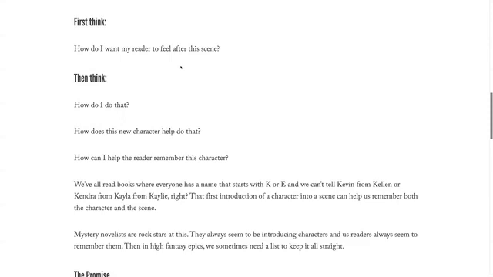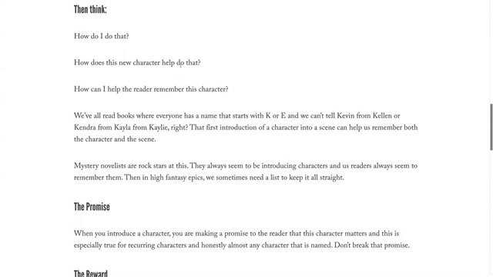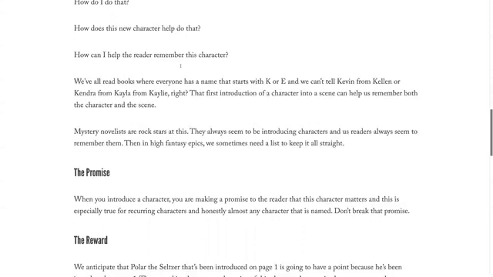Mystery novelists are rock stars at this. They always seem to be introducing characters, and us readers always seem to remember them. And then in high fantasy epics, we sometimes need a list to keep it all straight. So there's a promise that happens, a contract between you, the author, and the reader. When you introduce a character, you're making a promise to that reader that this character matters. And this is especially true for recurring characters, and honestly, almost any character that's named.